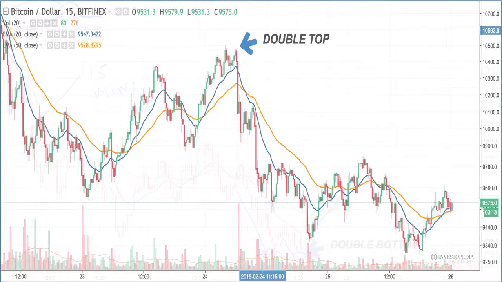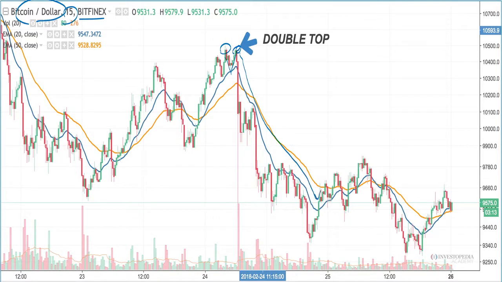Now, a double top is exactly the opposite. And this is, again, a 15-minute chart of Bitcoin versus the dollar on the Bitfinex exchange. So in this case, the price of Bitcoin rallied to 10,500. Then it sold off and then bounced back to 10,500, forming a double top. And then immediately after that, you had a huge drop and a downtrend. And so that's a double top.